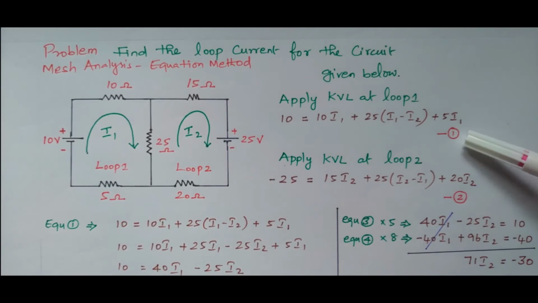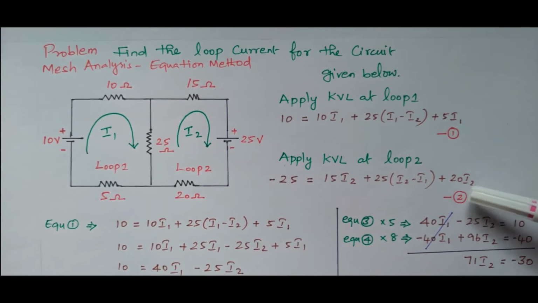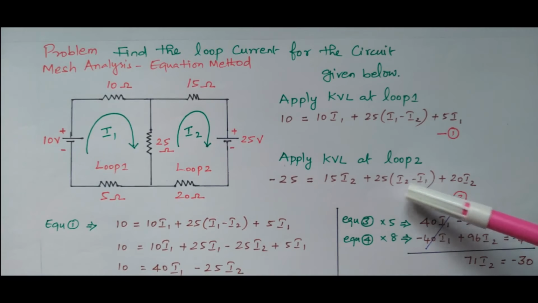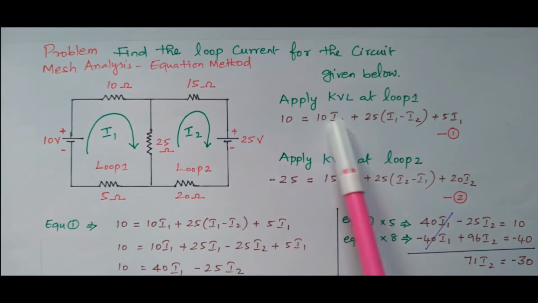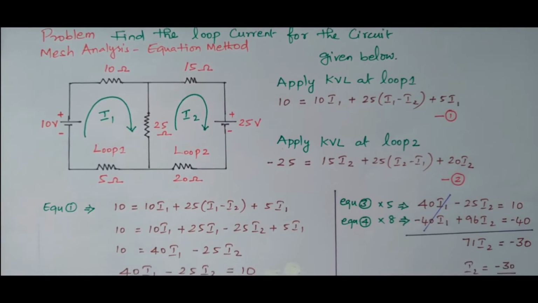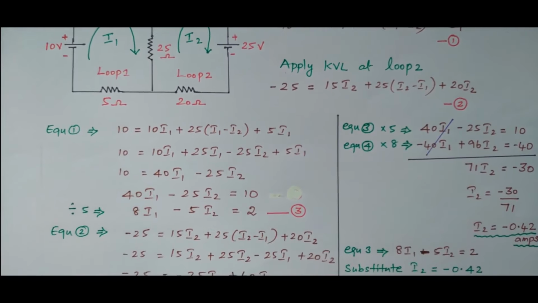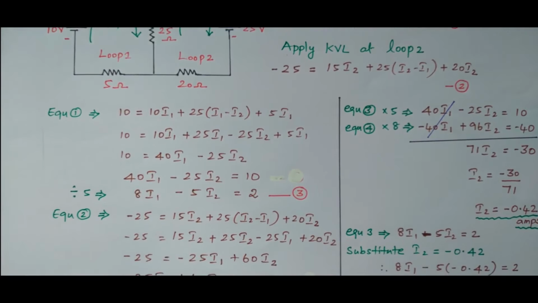Now we'll simplify equation 1 and 2. Then we can go for further modification so that we can find the value of I1 and I2. Now we framed equation 1 and equation 2 from loop 1 and loop 2. Now take this equation 1. This equation 1 is taken as it is. Now we are going for simplification.